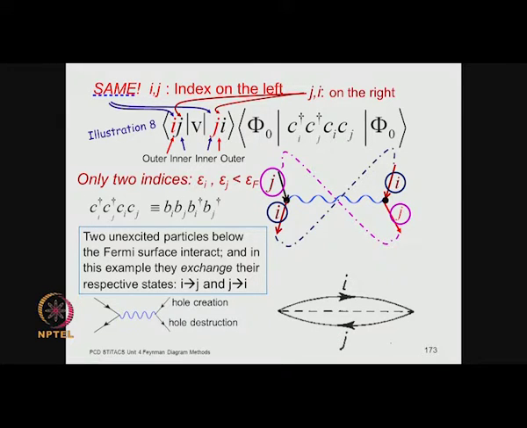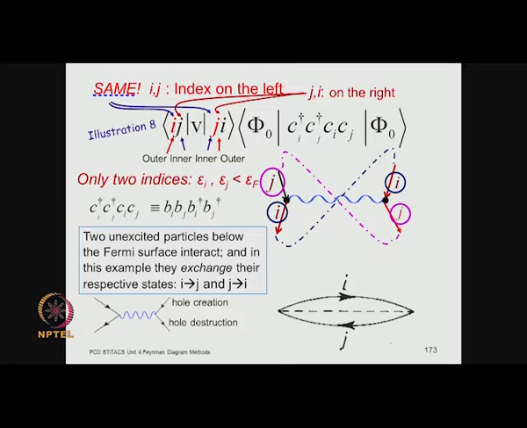So, the previous one is called a double bubble. This is an oyster, and these diagrams are then named as double bubbles or oysters and so on. So, what the oyster diagram is doing is it is telling us about the two hole creation and destruction, but corresponding to the exchange term. So, these are the conventions that we are going to follow now.